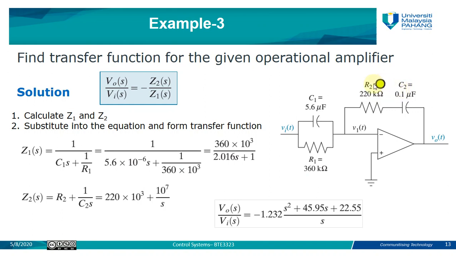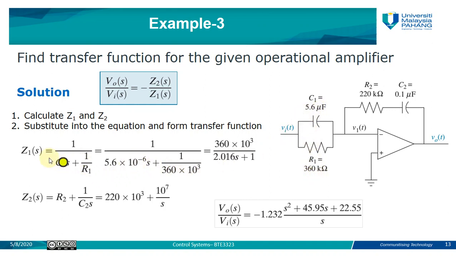R2 plus 1 over C2S. Actually, this value should be in the S domain, not the normal value, and the value of S should also be in the S domain. The value of R is still the same, either in the time domain or the frequency domain, but the value of C will be changed.